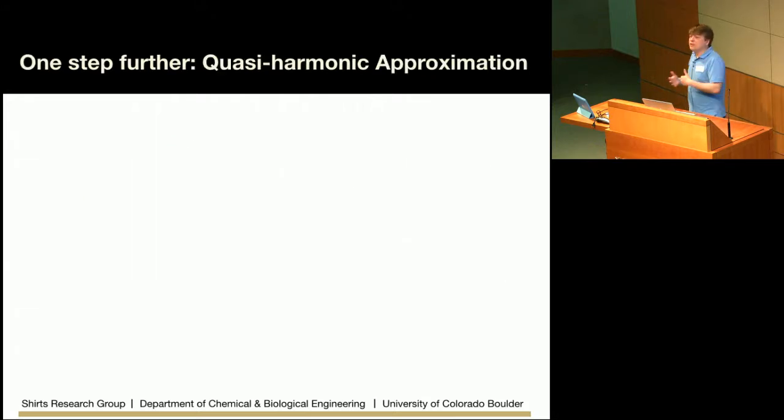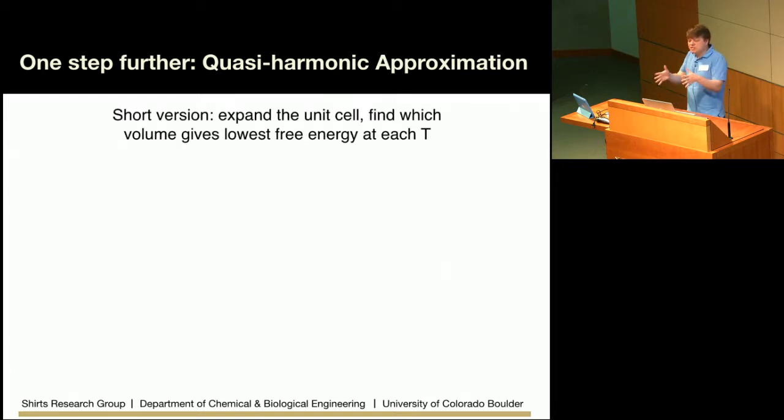So one step further that you can take is what's called a quasi-harmonic approximation. Lots of ways to be quasi-harmonic. Biophysics also has a quasi-harmonic approximation that's fairly different. But in this case, the short version is you expand the unit cell and find which volume gives the lowest free energy at each T. As you expand the cell, your lattice energy becomes less favorable, so things are spaced a little more apart, but your entropic term becomes more favorable. So at each temperature, the cell will expand.